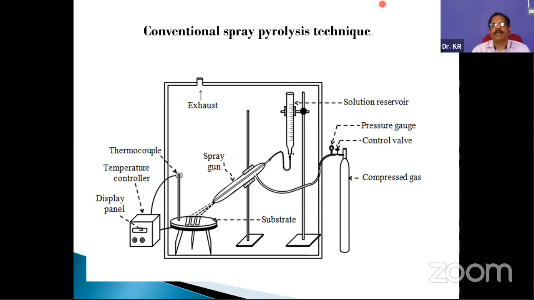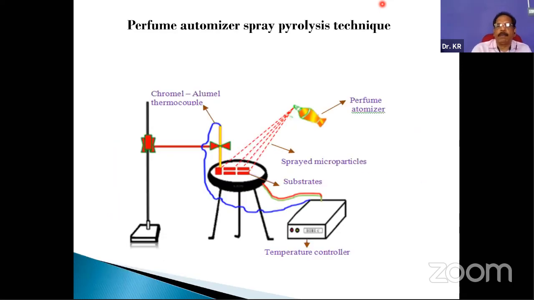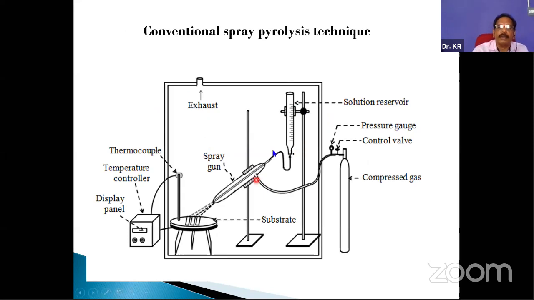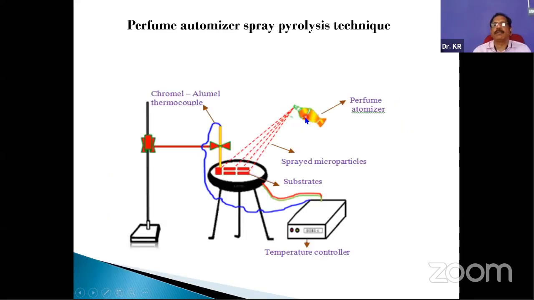This spray pyrolysis itself is a simple technique, but in our laboratory, we simplified this technique further by replacing the gun, reservoir, and even compressor and the connected accessories by a simple perfume atomizer, that is perfume bottle. We filled the perfume bottle with the starting solution, precursor solution, to be deposited, and sprayed it on the substrate, which is at an elevated temperature. Then we get very good quality films compared with those prepared by conventional methods.